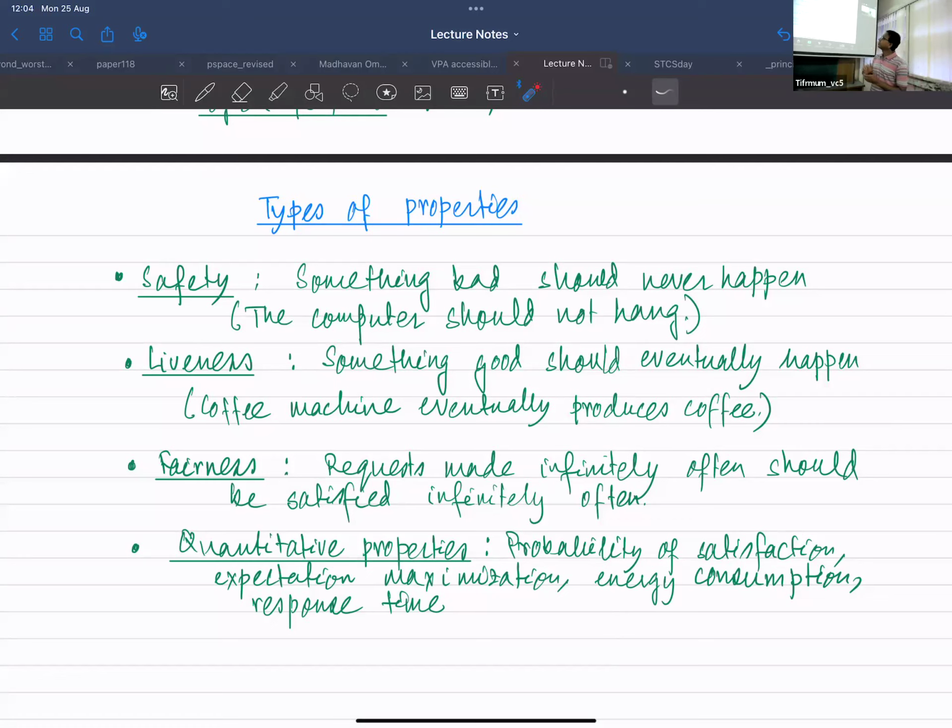Yeah. So what is a safety specification? A safety specification primarily talks about how something bad should not happen, right?